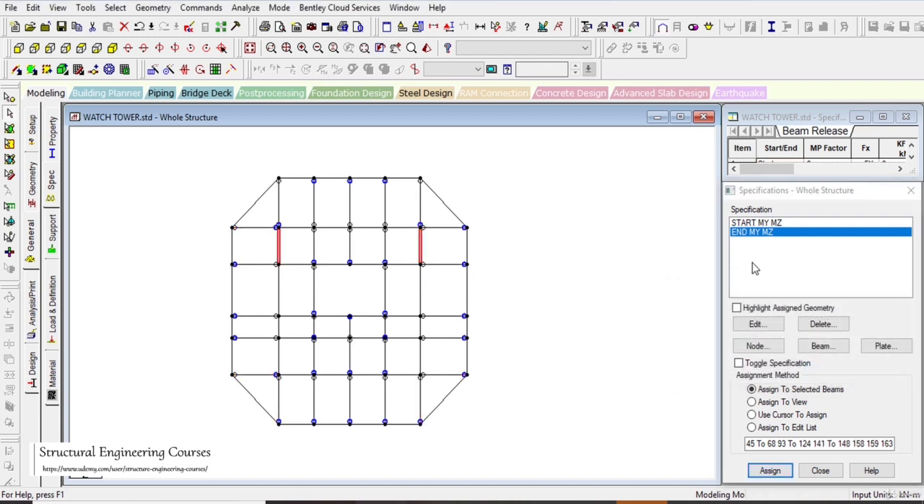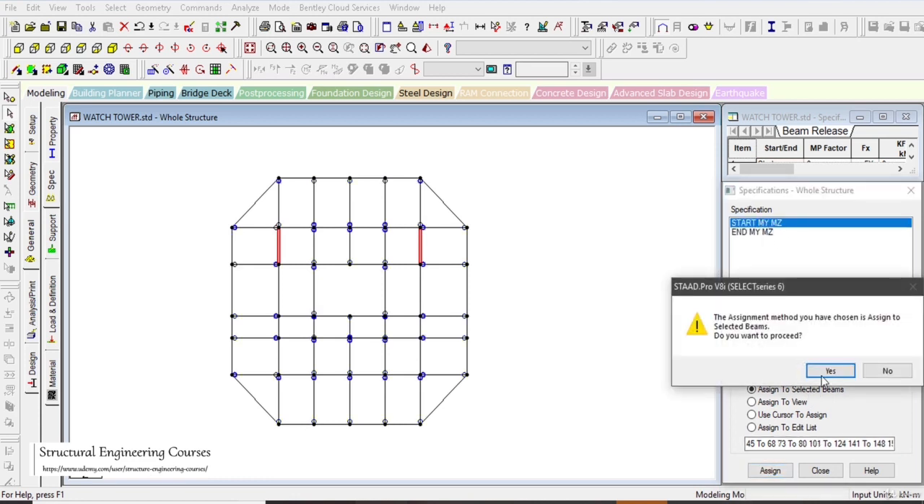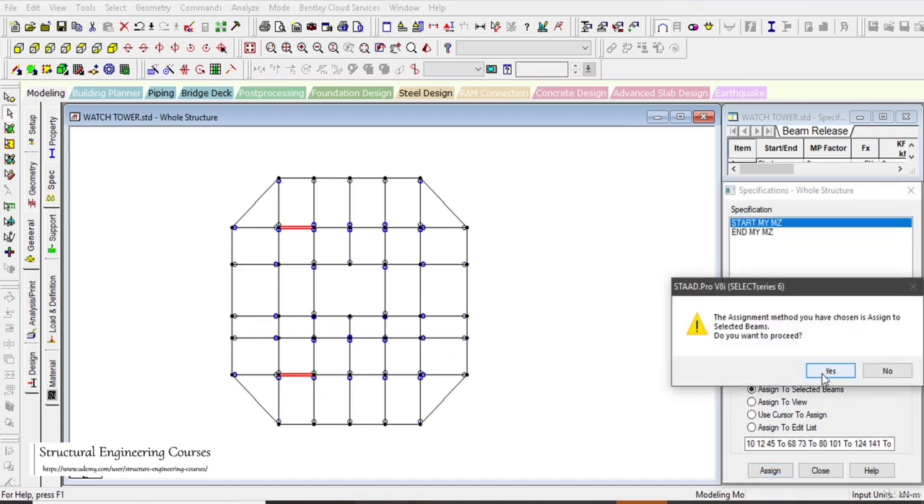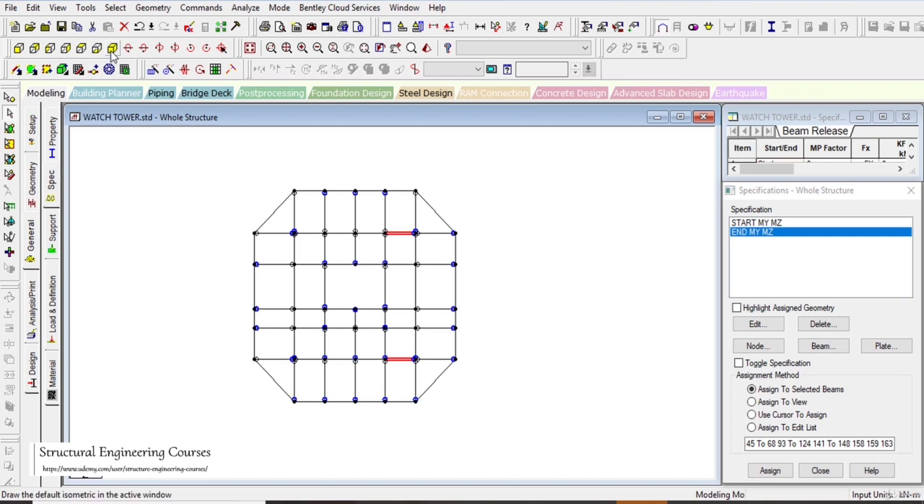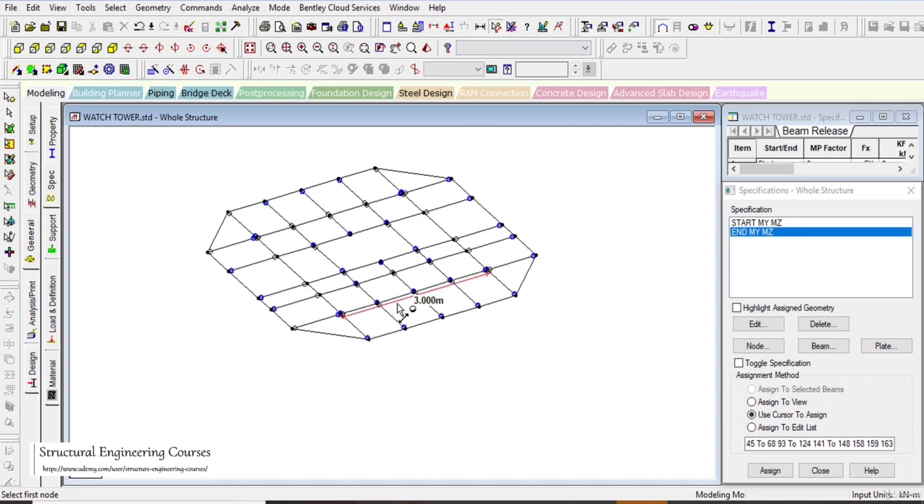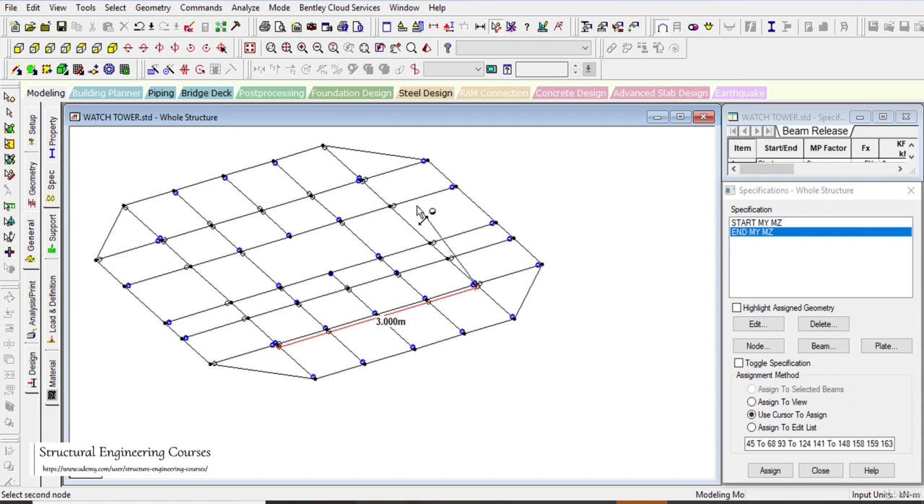And we can also assign releases to these members here. So now basically this is the main beam from this point to this point, where we had only released the starting point and end point. This is the main beam, again starting and end release only, same for this and same for this beam here. And after that, these are basically the secondary beams that we are talking about, and these are the tertiary beams, that is, very small beams. So we also need to assign releases to these members here.